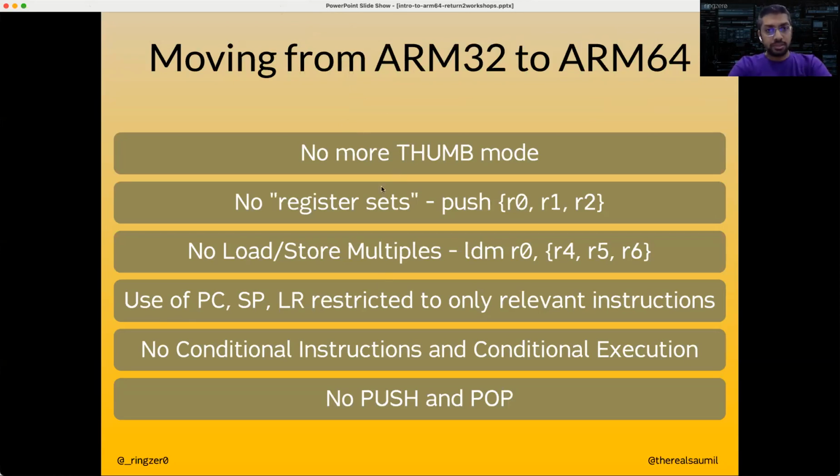Next big difference. In ARM32, some instructions allowed you to specify multiple registers. Like you could push multiple registers at a time, push R0, R1, R2, R3. You could push all 10, 15 registers together at a time. You can pop them too. You had instructions like load multiple and store multiple as well. Now, ARM64 has completely done away with this concept of register sets. At the most, you can specify 2 registers per instruction, no more than that.